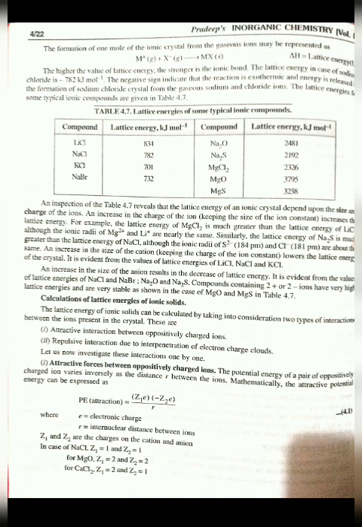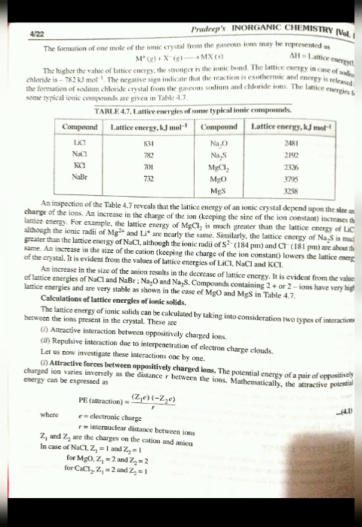An increase in the size of the anion results in the decrease of lattice energy. It is evident from the values of lattice energies of NaCl and NaBr, Na2O and Na2S. Compounds containing 2+ or 2- ions have very high lattice energies and are very stable, as shown in the case of MgO and MgS in table 4.7.